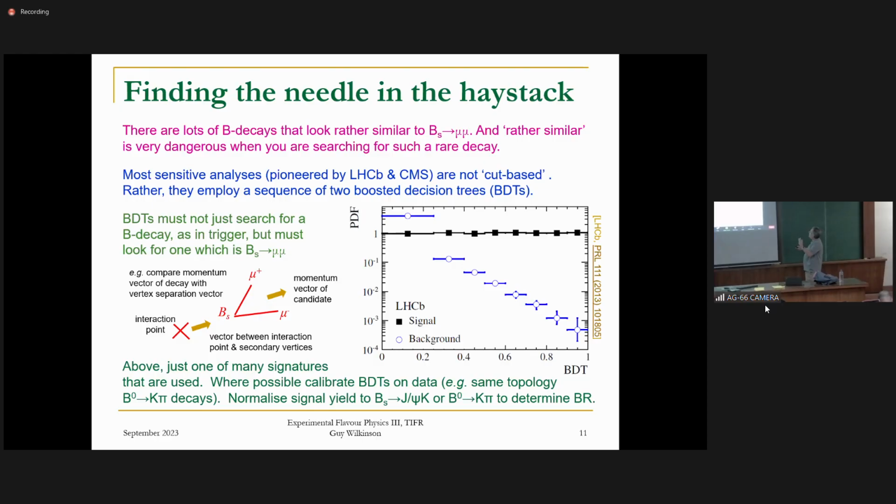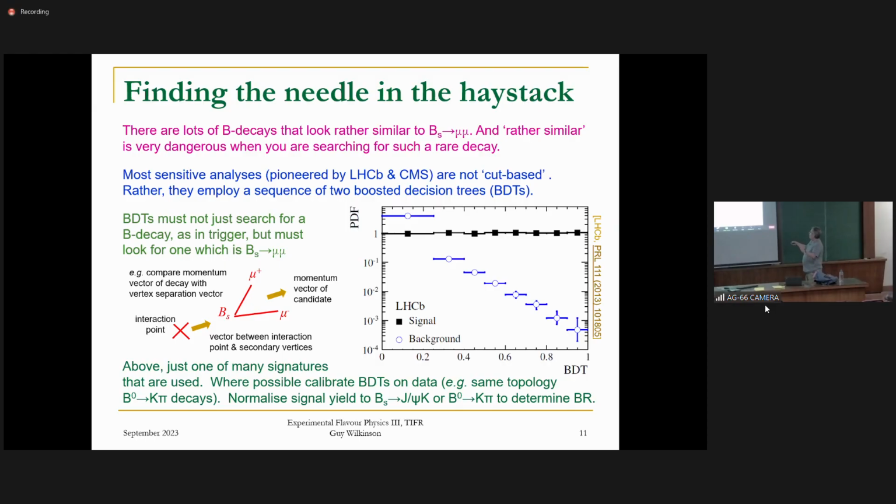it eventually was found. Well, before telling you when it was found, let's explain how it is found. The issue is that there's lots of B decays that look rather similar to this, usually with missing particles. But rather similar is very dangerous if you're looking for something so very, very rare. So analyses were developed which were not cut-based, but involved machine learning, boosted decision trees. This was the early days of the LHC, and these were really, I think, the pioneering analyses for employing such techniques. This was done both by LHCb, and CMS was also a leading experiment in this search.